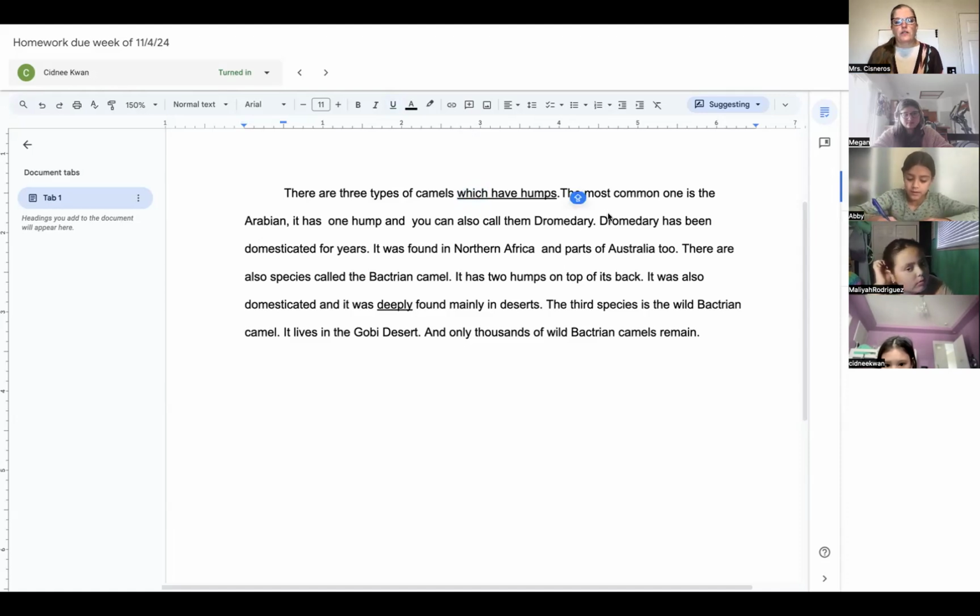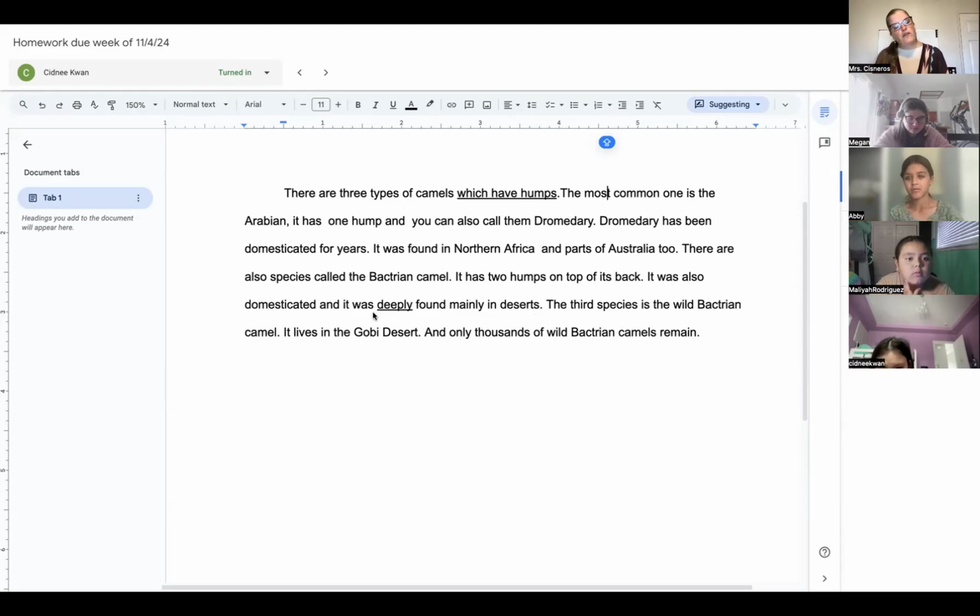I'm going to keep reading hers. The most common one is the Arabian. It has one hump, and you can also call them dromedary. Dromedary has been domesticated for years. It was found in North Africa and parts of Australia too. There are also species called the Bactrian camel. It has two humps on top of its back. It was also domesticated, and it was deeply found mainly in deserts.